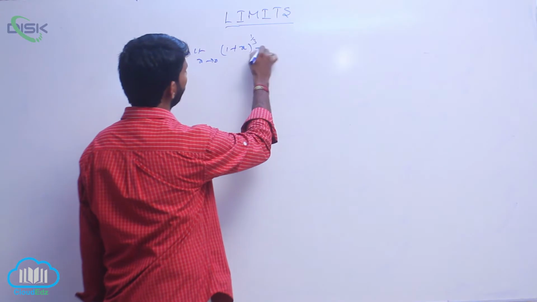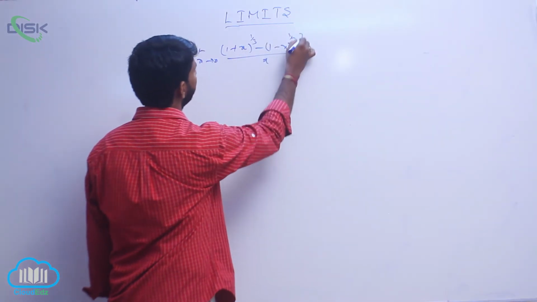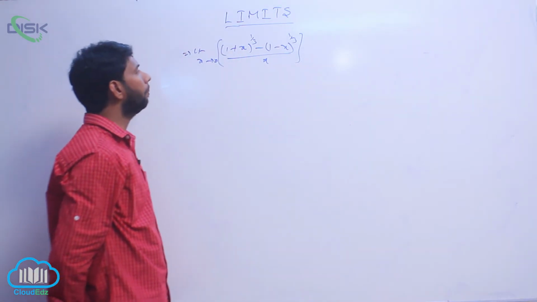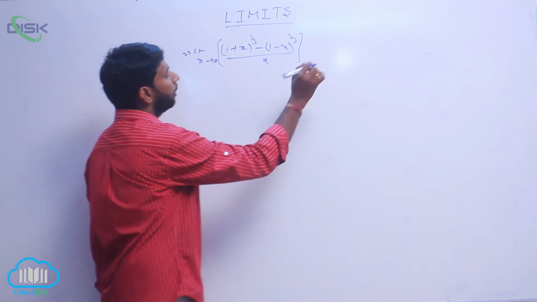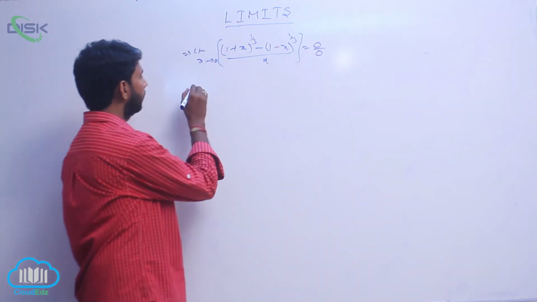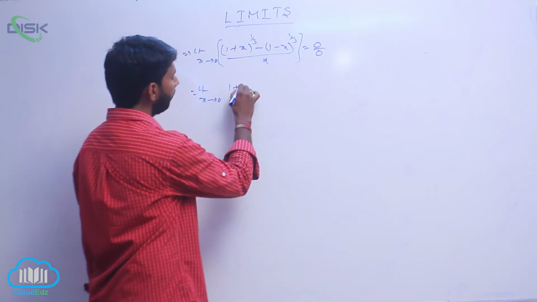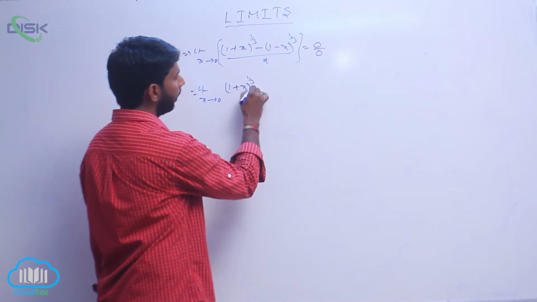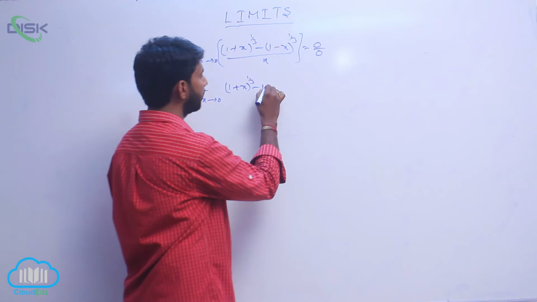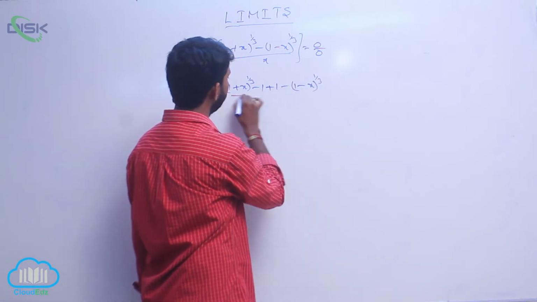(1 plus x) whole power 1 by 3 minus (1 minus x) whole power 1 by 3, by x. After limit substitution, this is of the form 0 by 0. That is the limit as x tends to 0 of (1 plus x) whole power 1 by 3, adding and subtracting 1. That is (1 plus x) whole power 1 by 3 minus 1 plus 1 minus (1 minus x) whole power 1 by 3, by x.